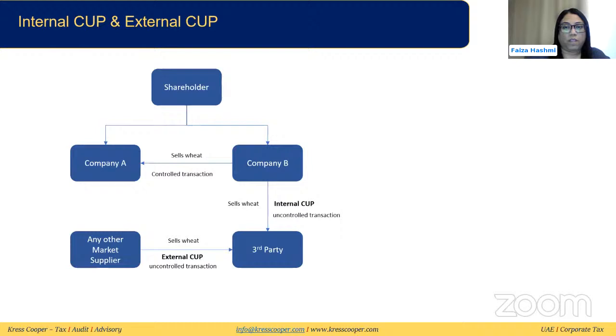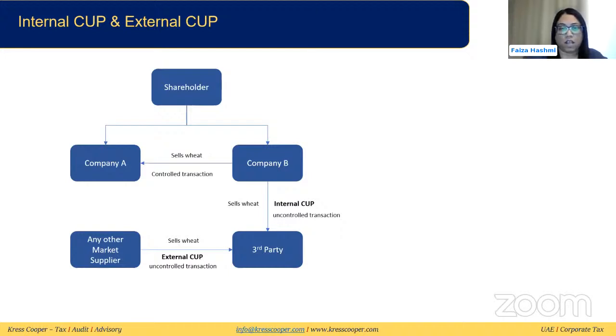Let me explain that with the help of this diagram. For example, company A and company B are both related parties. They have the same shareholders, and the transaction they are doing in this particular case is selling wheat. That is a controlled transaction between the related parties. In the first part, where the internal CUP is mentioned, the same company is doing the same transaction with a third party. That means they know the price at which they have sold the same wheat to the third party.